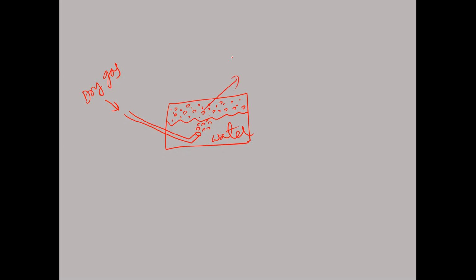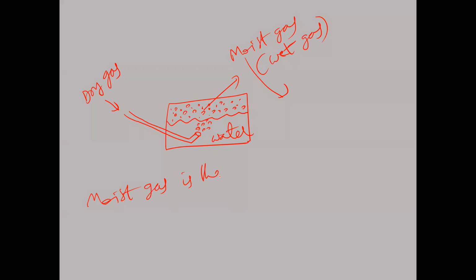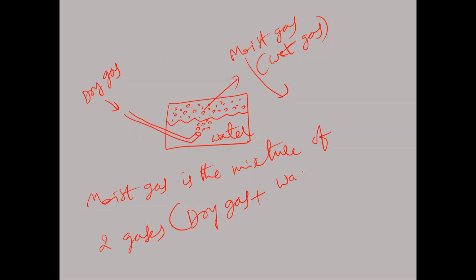Now this gas is nothing but moist gas. This is called wet gas. Moist gas or wet gas. So this moist gas is a mixture of what? This moist gas is a mixture of two gases. What are the two gases? One gas is dry gas, plus another gas is water vapor.